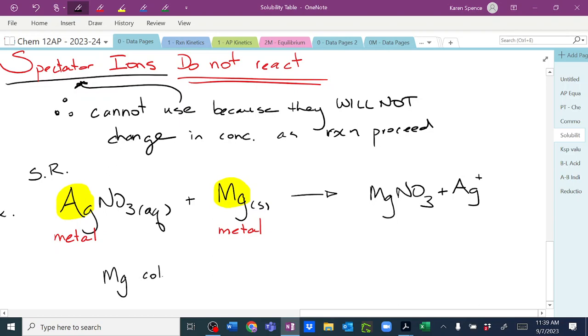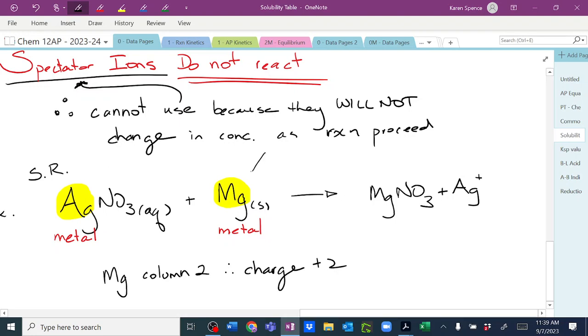Mg is in column 2. Therefore, it has a charge of +2. It's an alkaline earth. Yes, the charge is +2. Why is it +2? There's only 2 electrons in the valence shell, so it will lose those 2 electrons and become 2+. Excellent. Okay, 2 valence electrons. So it loses those 2 electrons when it becomes an ion.